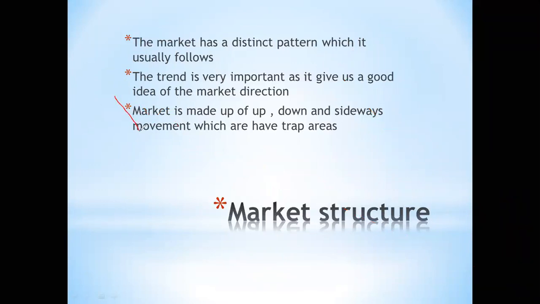Okay, so it's 2 steps forward, 1 step backward. So hence we have these types of movements over here. So I'll go into detail about this whole market structure, but the market is essentially made up of up, down, and sideways movements, which essentially have trapped volume areas.